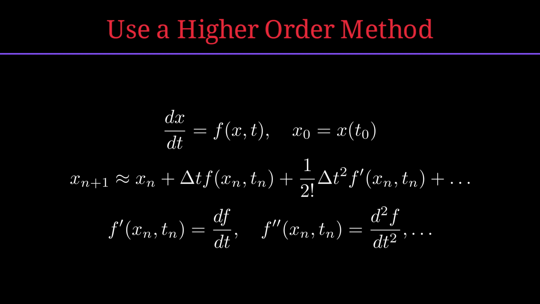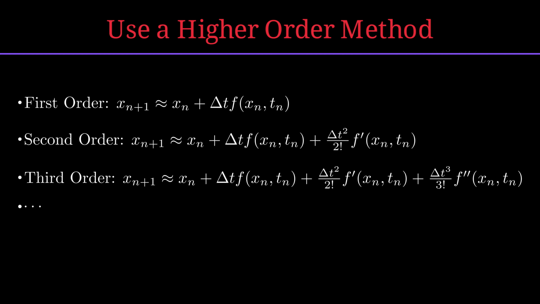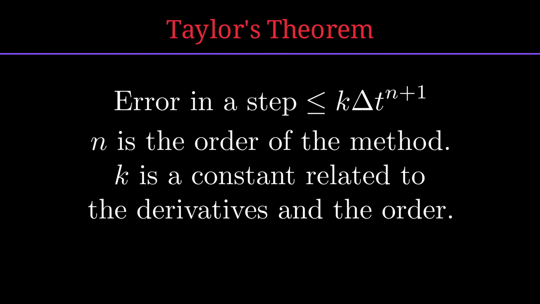Alternatively, you could use methods that use a higher order approximation of the Taylor series. The order in a Taylor series refers to either the highest degree of the time step or the highest order derivative in your approximation. By using smaller time steps or a higher order method, you can exploit Taylor's theorem. In English, as long as your higher order derivatives don't get too crazy, higher order methods with smaller time steps approximate your function with less error.